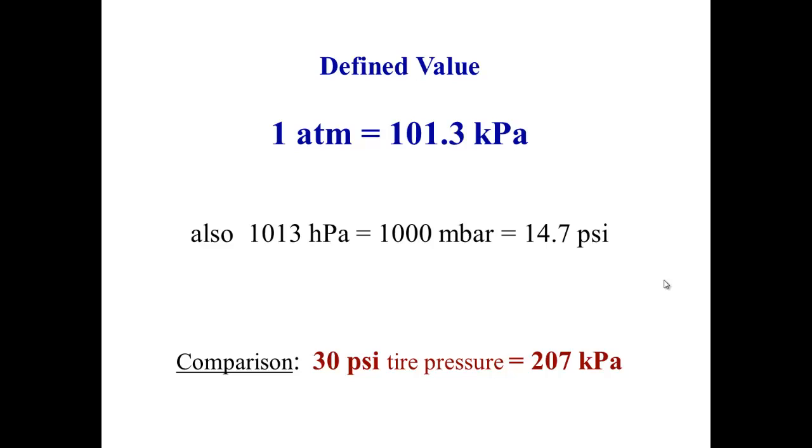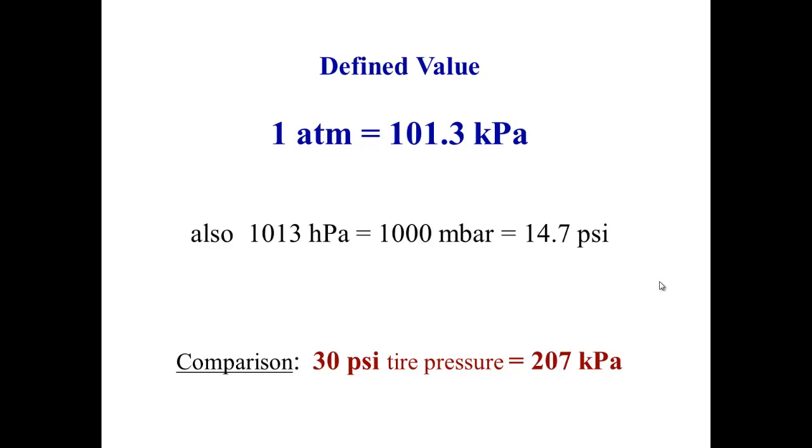There are a few defined values that we use a lot. 1 atmosphere is defined to be 101.3 kilopascals. It's actually 101.325, but we don't use the last digits. We use the 4 sig fig value for all of our unit conversions in this course.